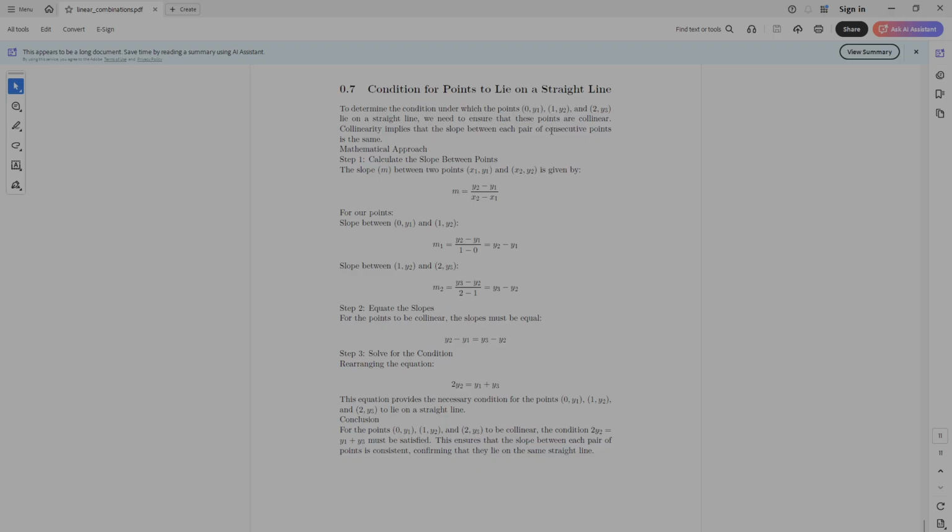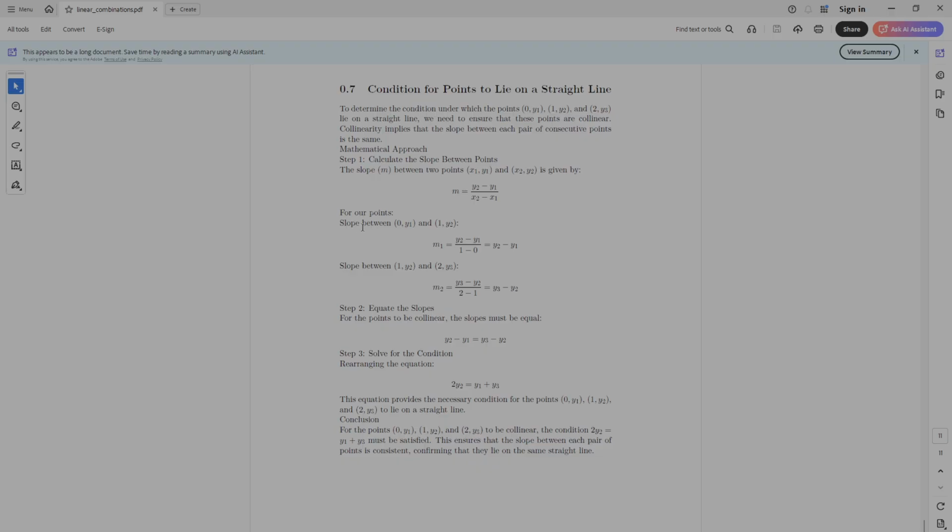In order for me to determine that these 3 points lie on a straight line, we need to determine collinearity. Collinearity implies that the slope between each pair of consecutive points is the same. So let's calculate the slope between 2 points. If you remember from algebra, the slope between 2 points (x1, y1) and (x2, y2) is given by the slope formula: the difference between the y values over the difference between the x values.